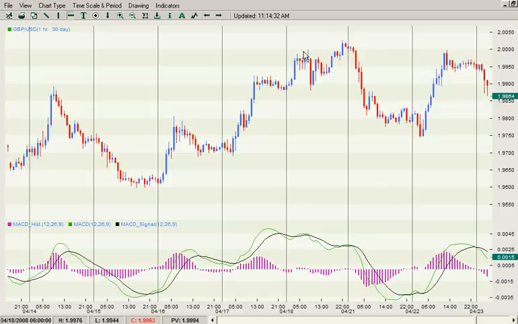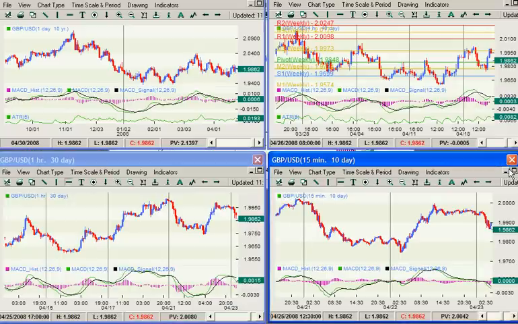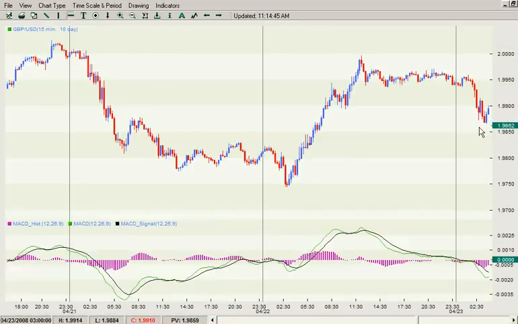We had some negative divergence, price going higher, MACD going lower at the same time. So big drop in price. So you want to look at selling these rallies up in here. If you go down to the 15-minute chart now to really zero in on a trade, boy, was it ever good.